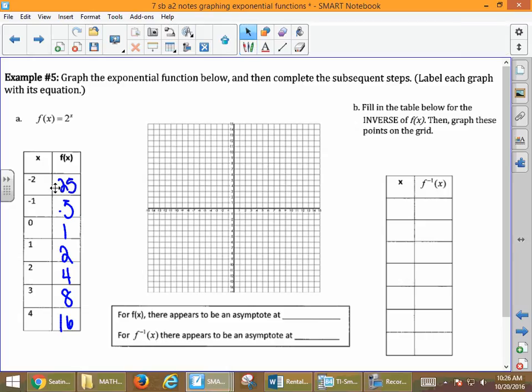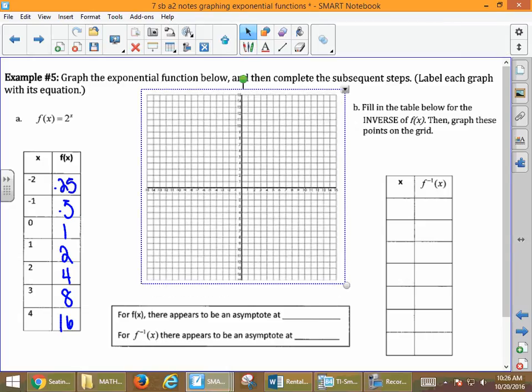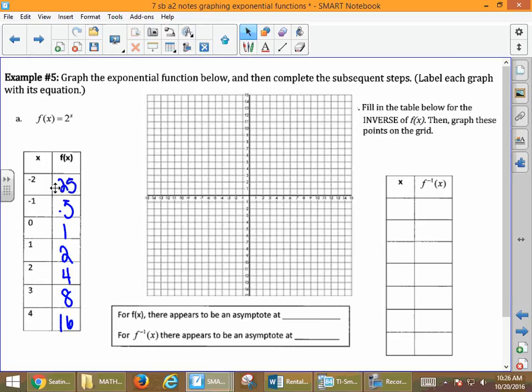And now we're going to draw the graph here. It's hard for me to get this in accurately. I'll do the best I can. But it's -2 and then 0.25. -1 and 0.5. 0, 1. 1, 2. 2, 4. 3, 8. Try again. And then 4, 16, which just goes slightly off our graph.